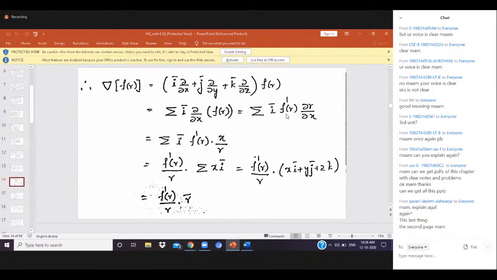So we'll get f bar dash r, f dash of r, dou r by dou x derivative. This f dash of r dou r by dou x, but we calculated dou r by dou x as x by r, substituting. And what are the terms coming out of the summation? Writing, that is f dash of r by r and summation xi. So expanding the summation, we'll get xi bar is nothing but expanding yj bar plus zk bar also. So it becomes r bar. This we need to prove.